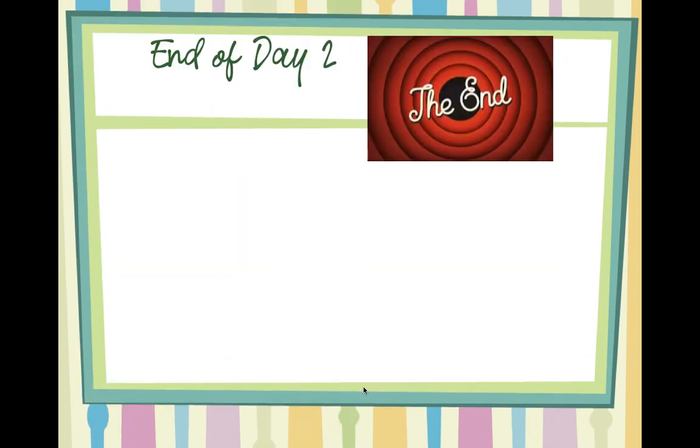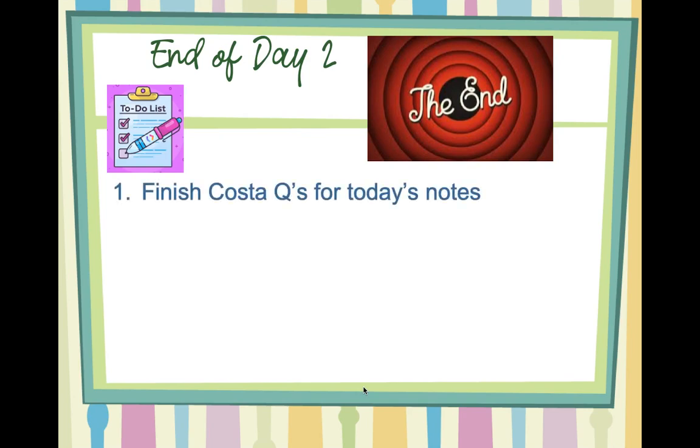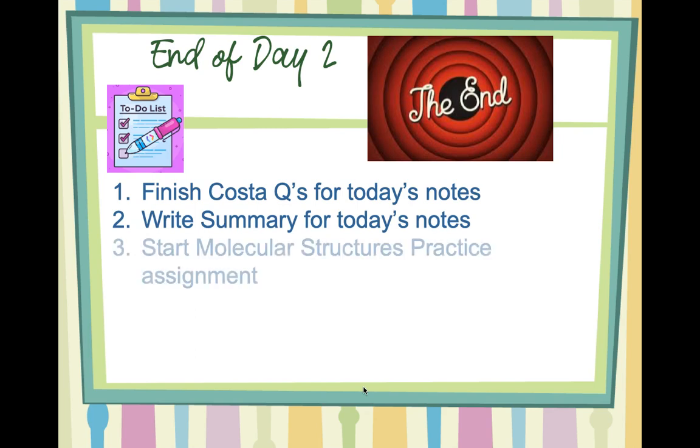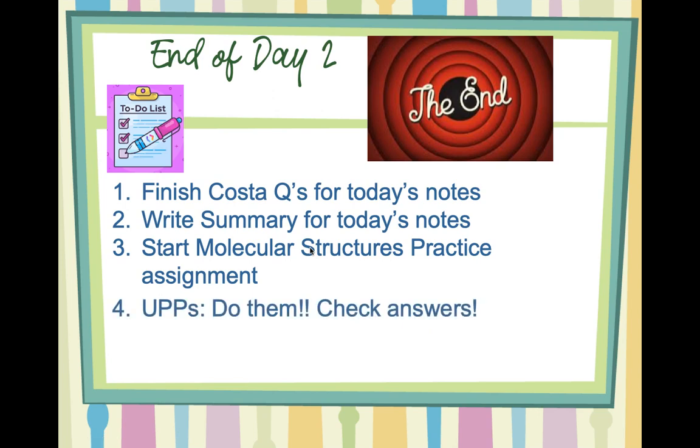That is the end of this day of notes. So here's your to-do list. Finish any Costa questions if you didn't finish them during the video, and then write your summary so that you answer the EQ for today, process what you just learned. I do have an assignment that's related to interpreting structures and also drawing structures, so the 2 parts of these notes. You could also do the unit practice problems, check your answers, they go in the back of your notebook, just a chance to process this new stuff, and you get immediate feedback.